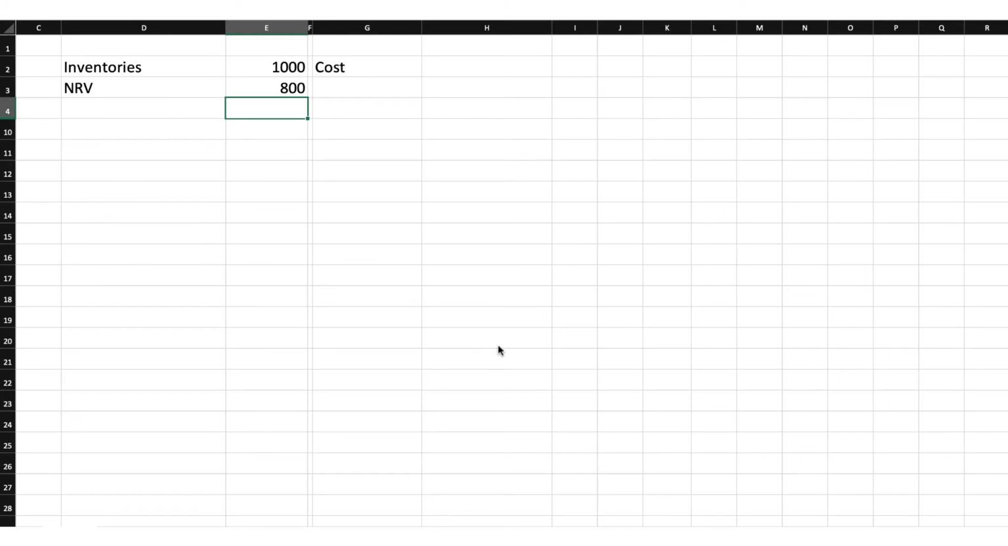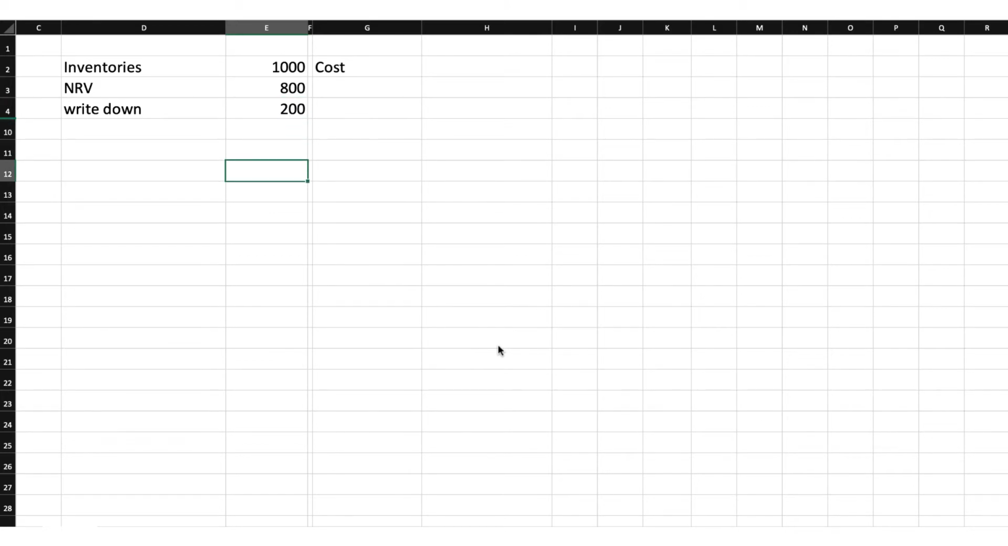Well, great stuff. So we know the basic measurement rule in IS2 is the lower of cost or net realizable value. So I need to do a write down to net realizable value, in this case of R200, because I want that lower amount. That's what I'm looking for. I want to measure my inventories at a lower amount.